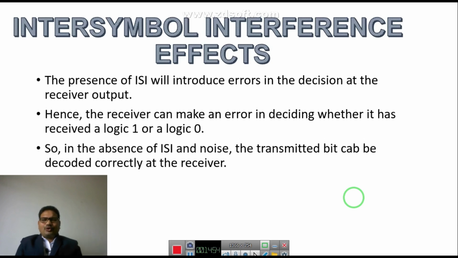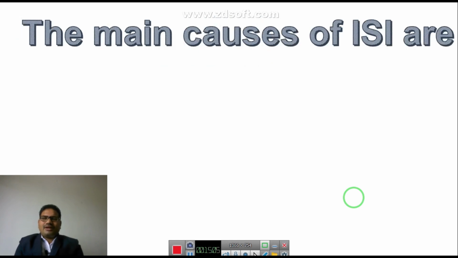Next, in the absence of ISI or noise, the transmitted bit can be easily decoded correctly at the receiver. Now, what are the main causes of ISI?